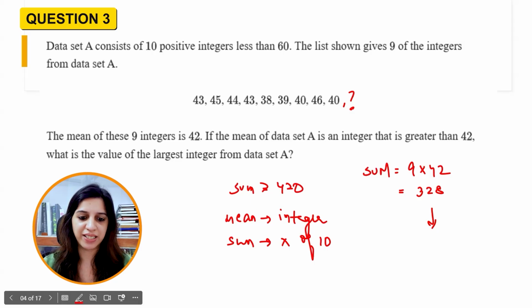Yes, it's 378. I'm sorry, I think I wrote it wrong. It's supposed to be 378. You can do 9 into 42, you get 378. What can I add to 378 so that I get 430?